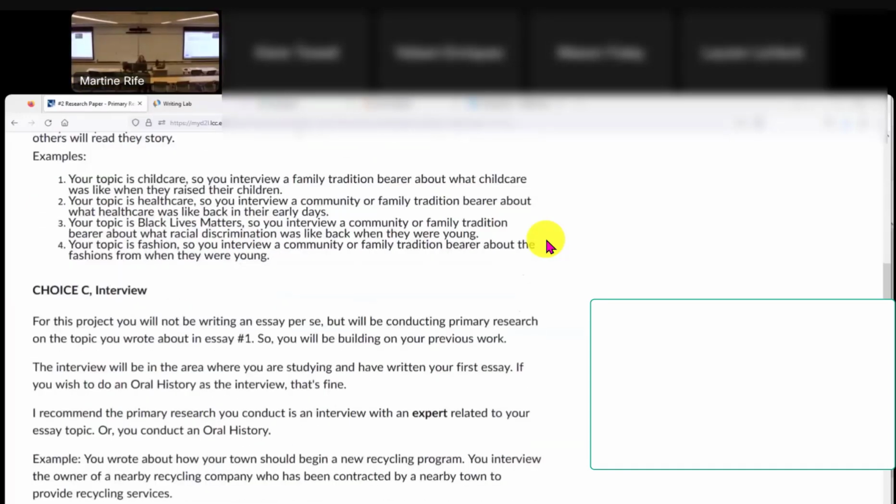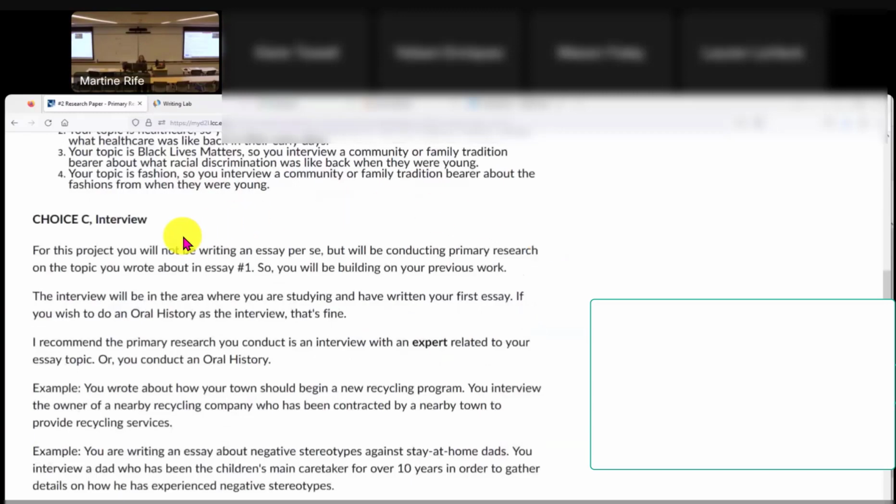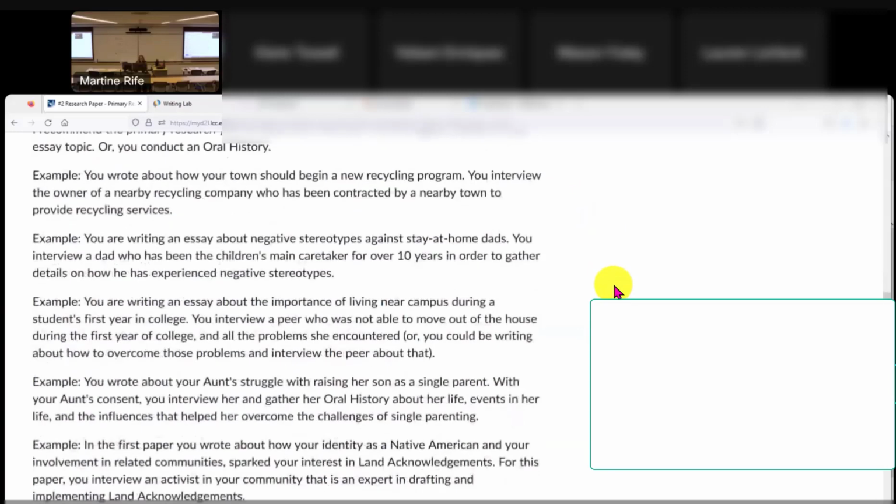Choice C is the interview, and that's usually where you interview like an expert on your topic. Like, one person was writing about policing, community policing, and she interviewed a police officer, that kind of thing. So I give several examples here. If you're going to do the interview, it's not an elder necessarily. You're not getting an oral history. So here's an example. You write about how your town should begin a new recycling program. You interview the owner of a nearby recycling company.